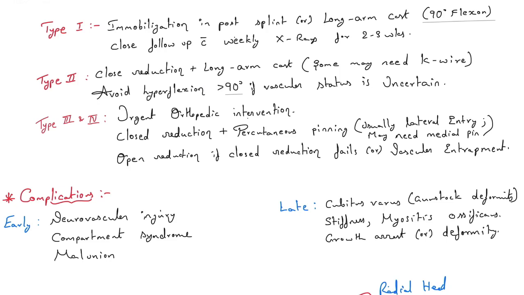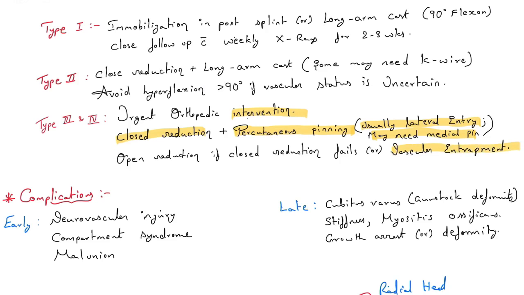In type 3, we can do closed reduction plus K wire fixation. In type 3 and type 4, we often need some open reduction. This is an urgent orthopedic intervention: closed reduction and percutaneous pinning. Usually lateral entry, and may need a medial pin. In open reduction, if closed reduction fails, then we have to do open reduction and release any vascular entrapment also.